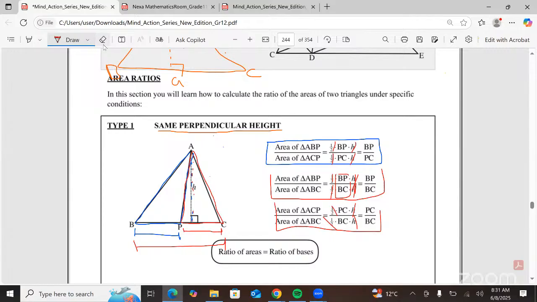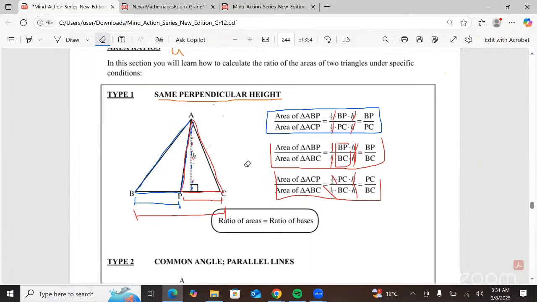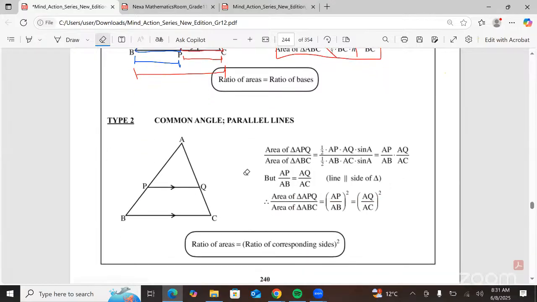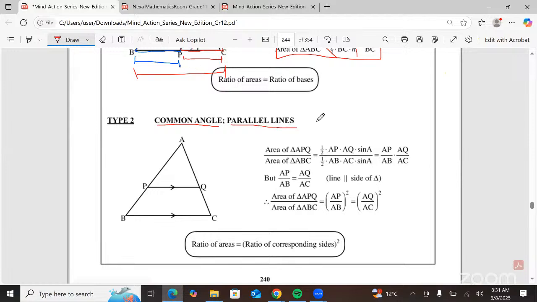Thank you, guys. Then we can quickly go to the next type, type 2: common angle and parallel lines. Okay, now we are here. Guys, can you just please listen? I think you are going to need this because you might find these questions in your paper 2 for September, for June, and also in November.